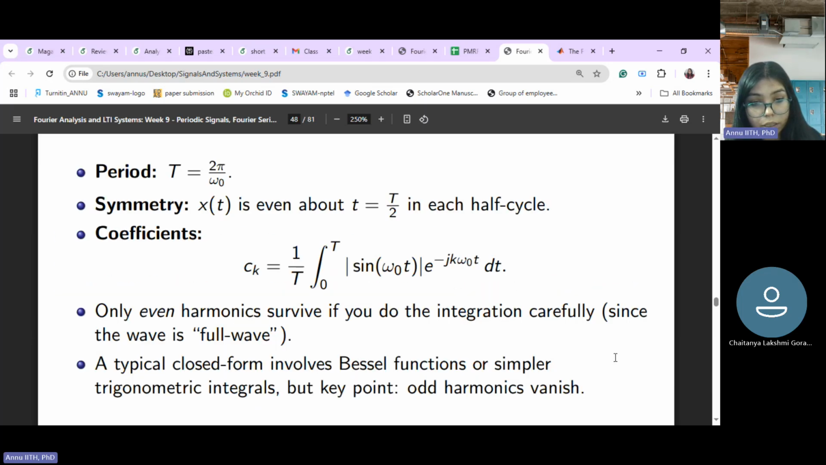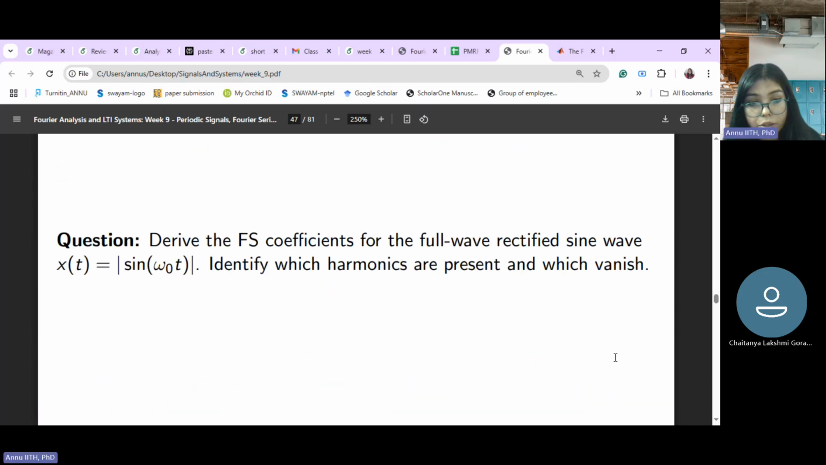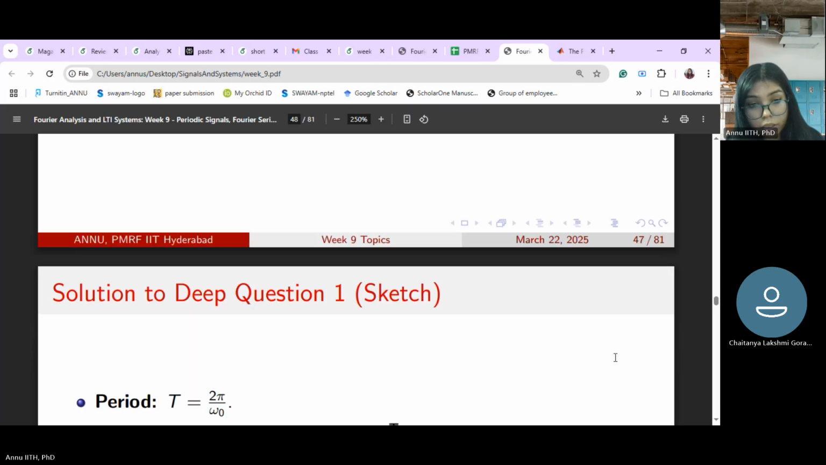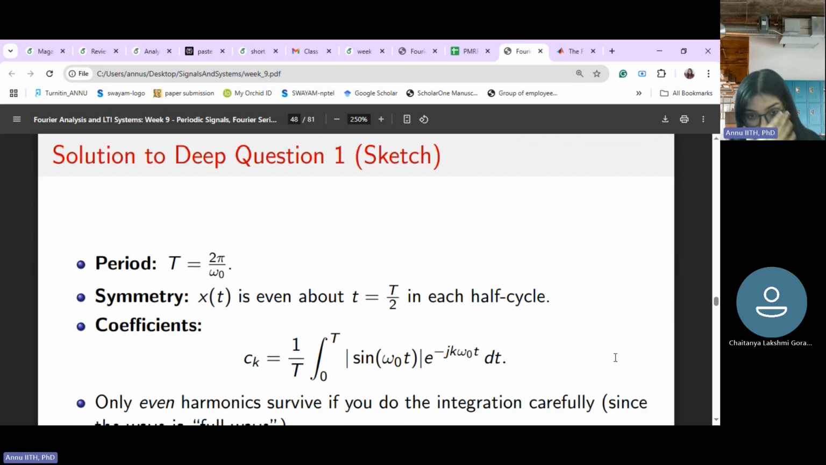I'll give you some. So if we derive the Fourier series coefficient for the full wave rectifier, then identify which harmonics are present and which vanish. So you're having a solution to question number 1, sketch.